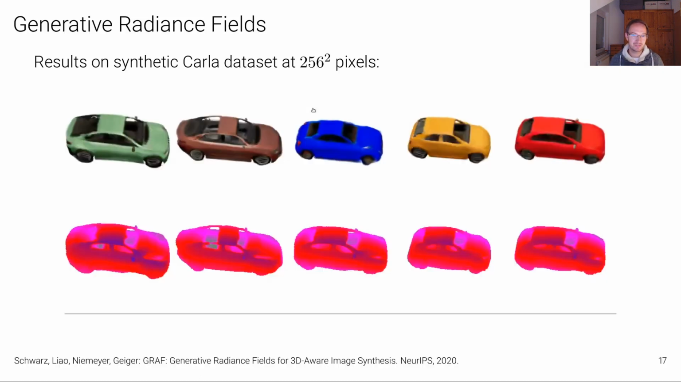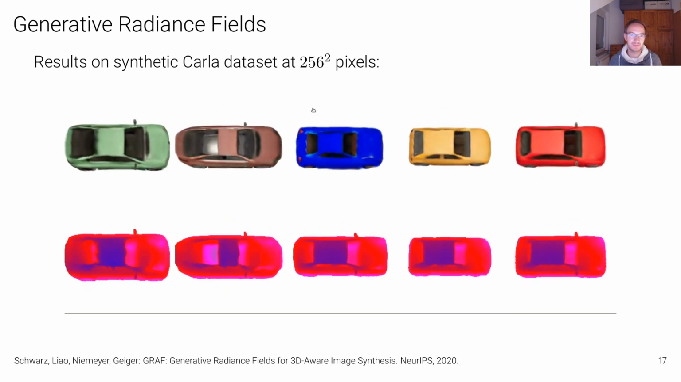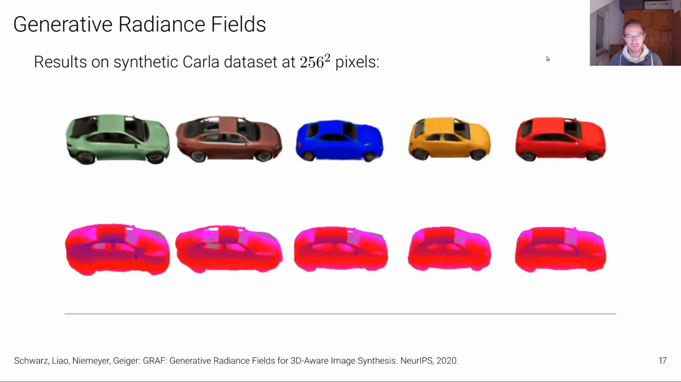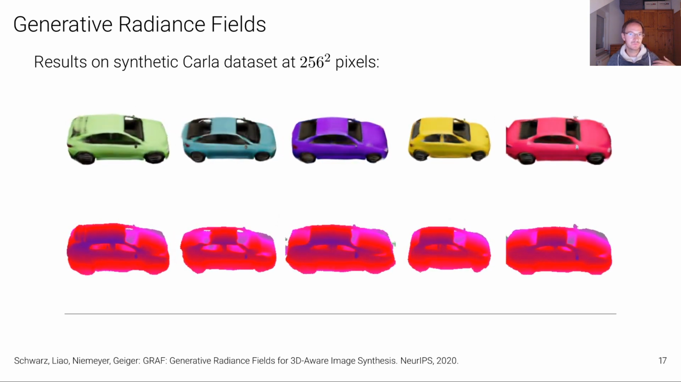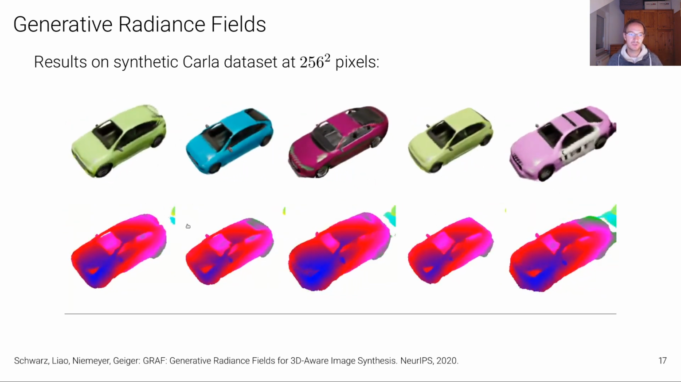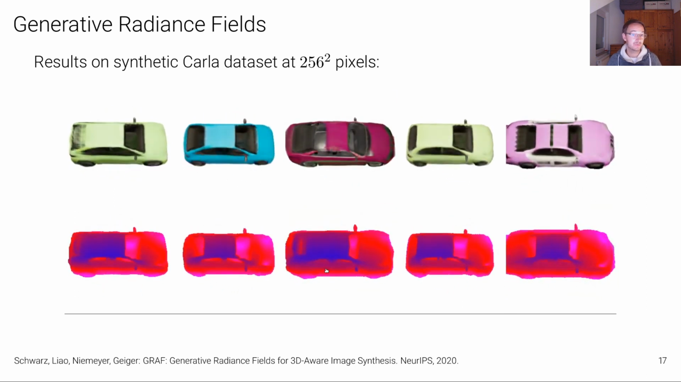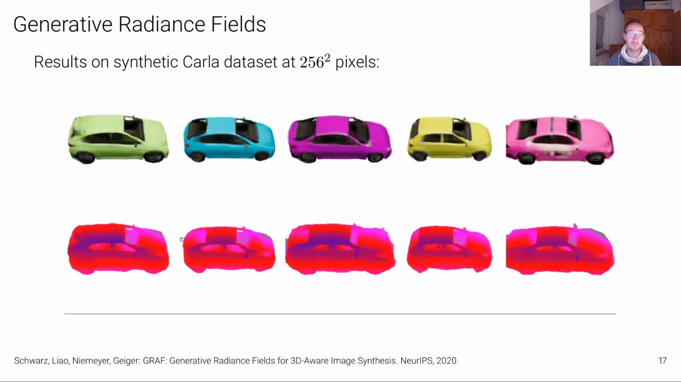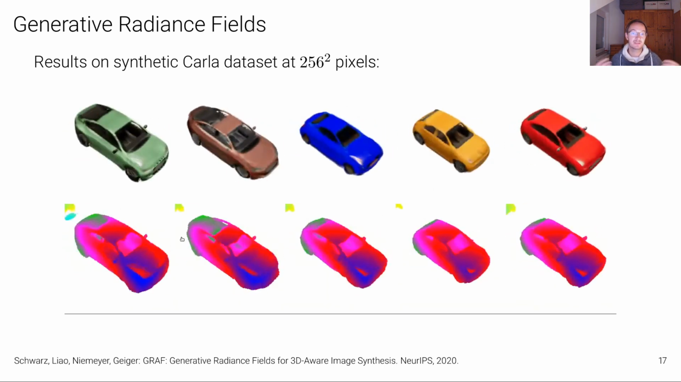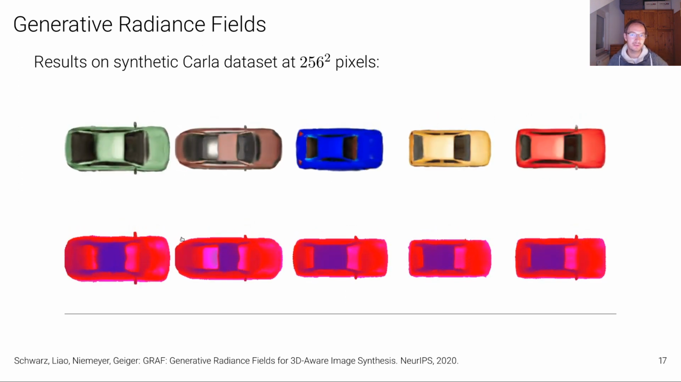Let's look at some results. Here are results on the synthetic cars dataset at 256 pixel resolution. Despite the fact that we don't input geometry information, this model automatically recovers and gets a sense of the depth of the objects. So here's a false color coded depth map. So we automatically discover geometry, otherwise rendering of the appearance wouldn't work as well.